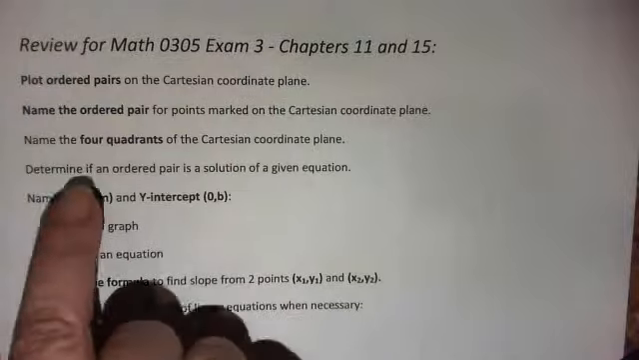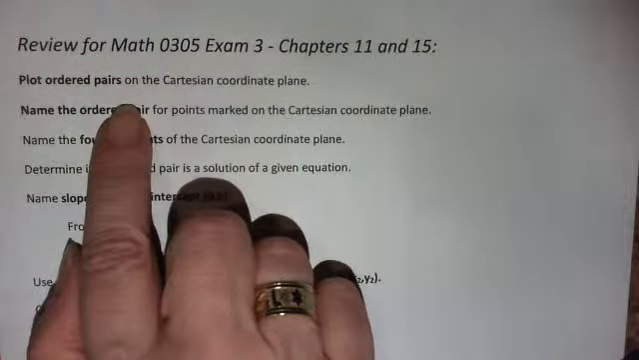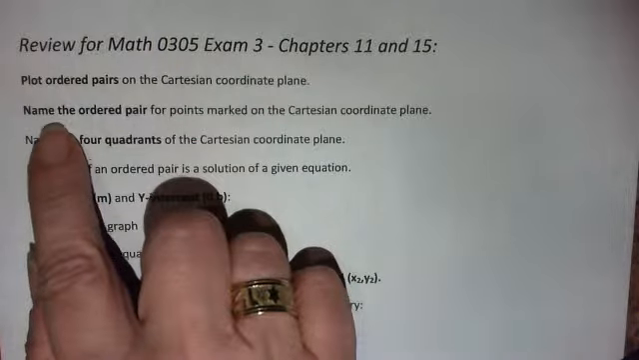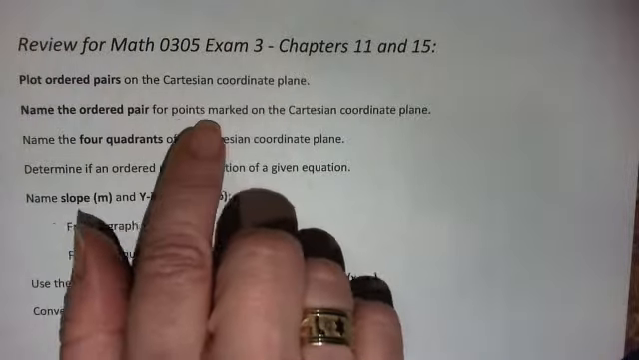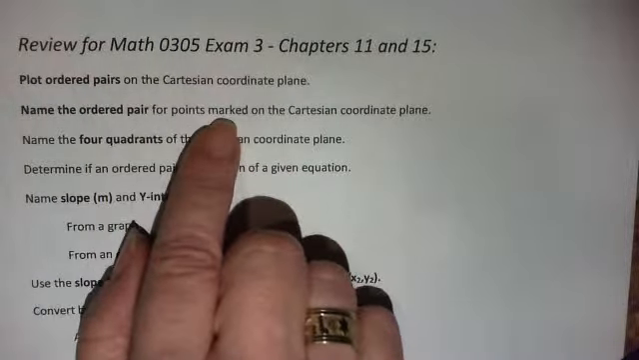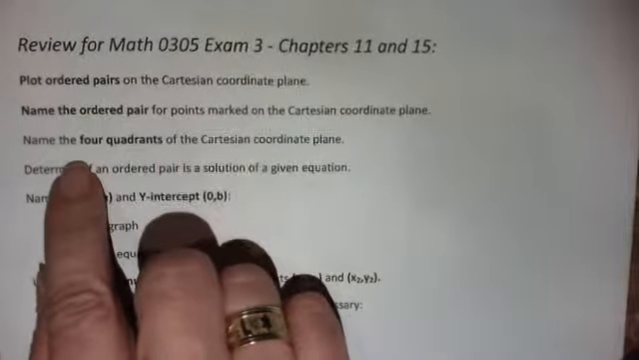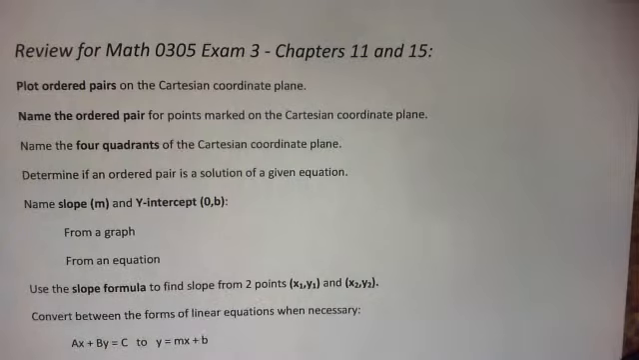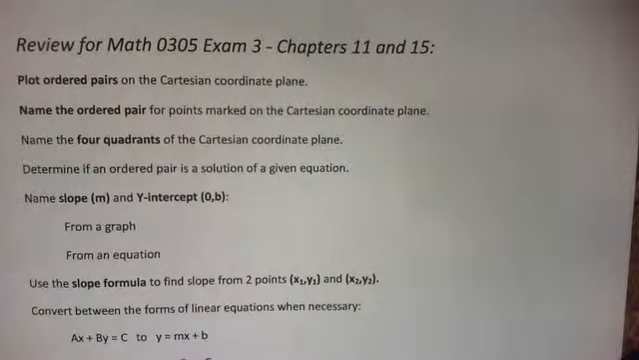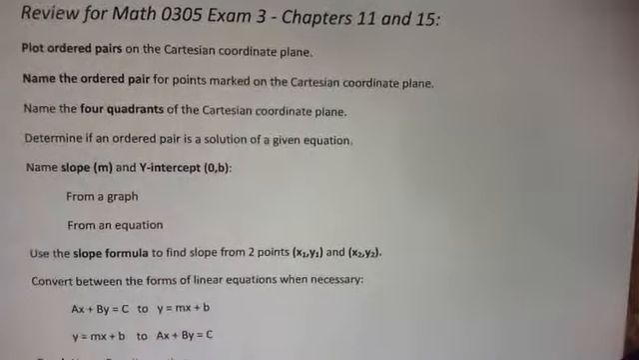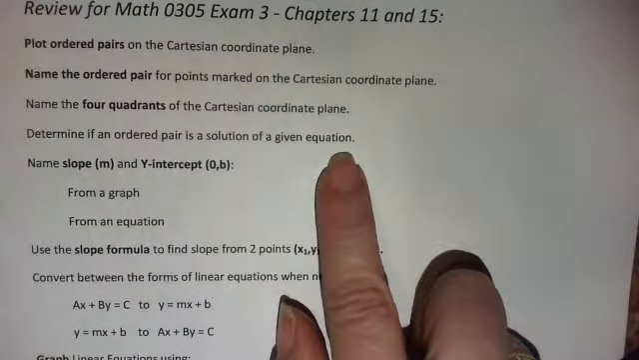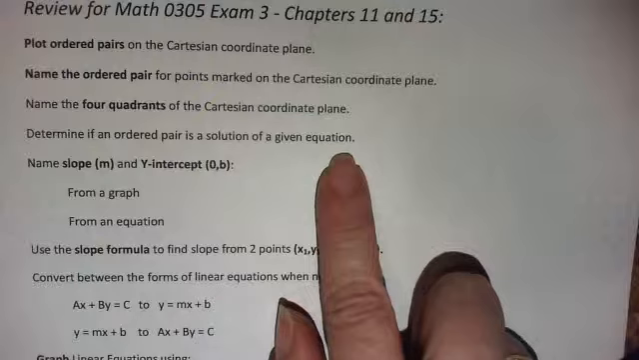You need to be able to plot ordered pairs on the Cartesian coordinate plane. You need to be able to name the ordered pair for points already marked on the plane. You need to name the four quadrants of the Cartesian coordinate plane. You need to be able to determine if an ordered pair is a solution of a given equation. That means you check to see if it works.